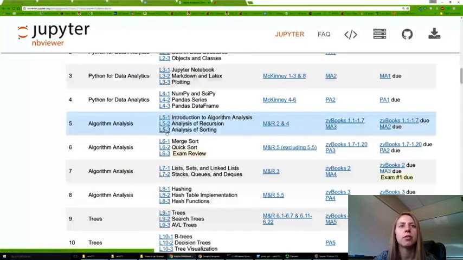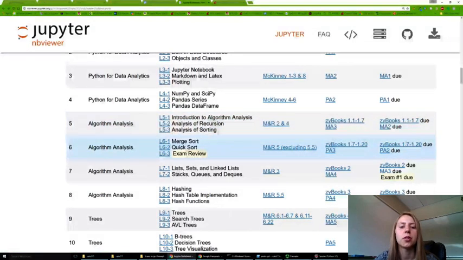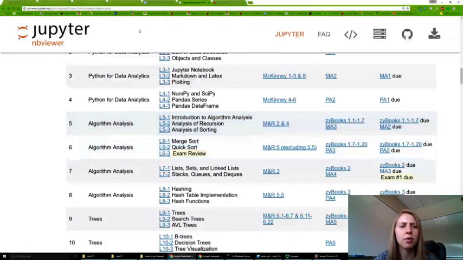In L5-3, we'll cover sorting algorithms that you may have already covered in a previous course. And then next week, we'll cover merge sort and quicksort, which more than likely you didn't cover in a previous course. But if you have, then that is great as well. So let's get started with L5-1.